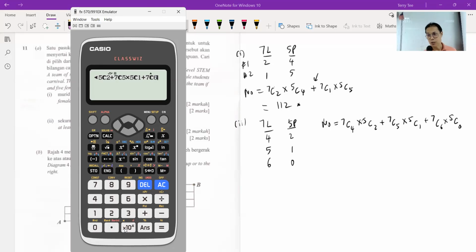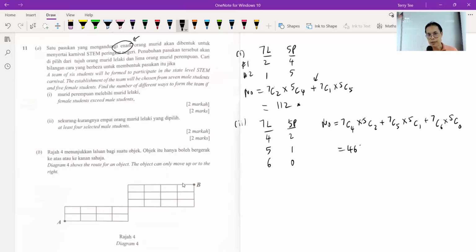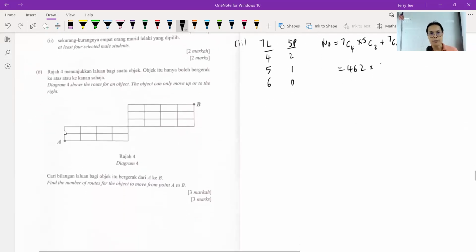Now actually 5C0 is just 1. You don't have to type, right? My answer is 462. Yeah, 462. Okay, I think the first part, combination, is quite straightforward, quite easy. All right, the second part is very interesting.